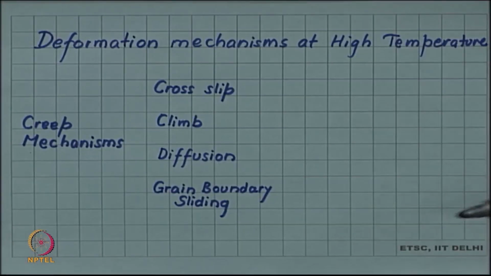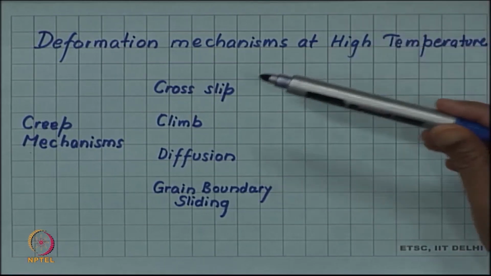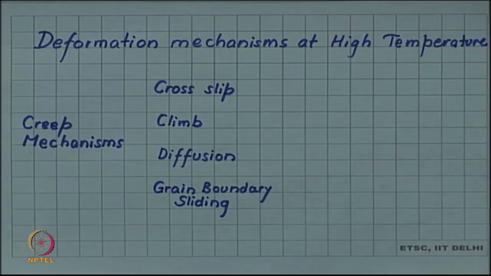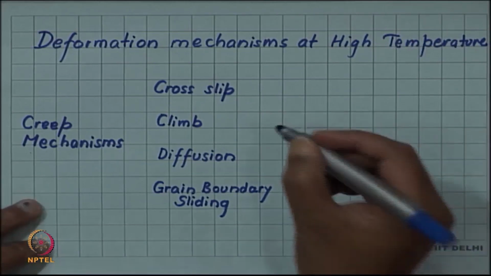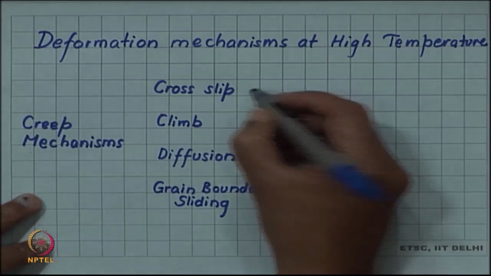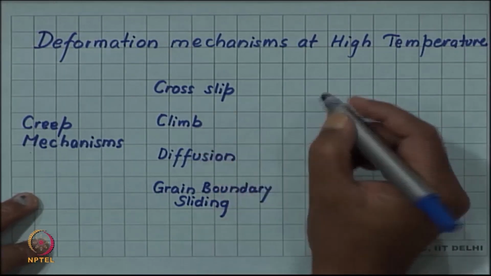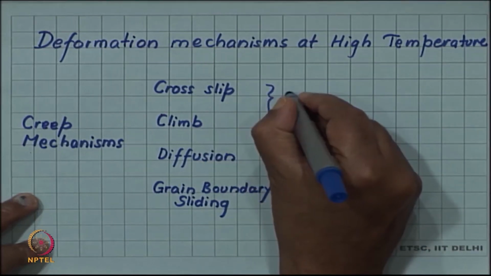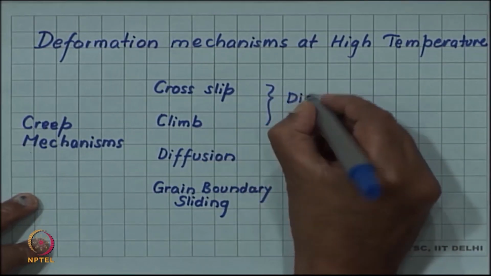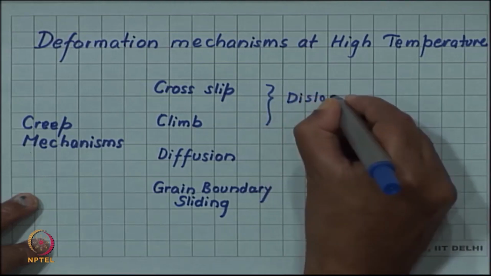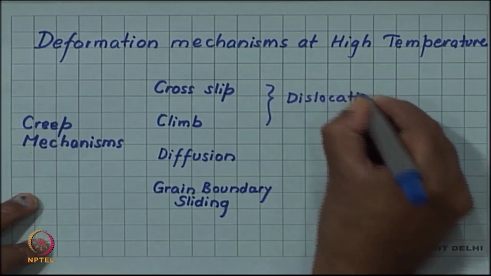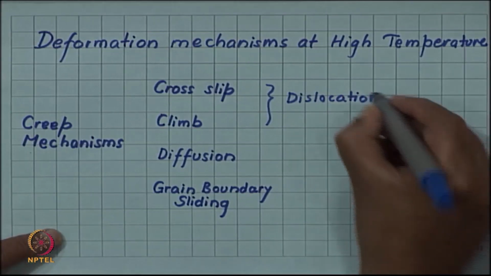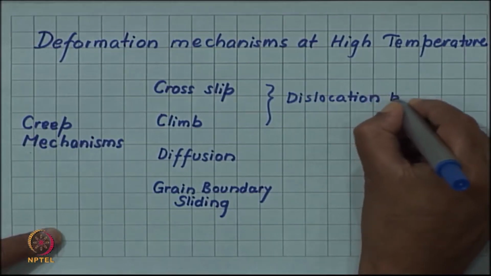Four important mechanisms have been identified: cross slip, climb, diffusion and grain boundary sliding. Cross slip, as you know, is of a screw dislocation, and climb of edge dislocation. So, both involve dislocation. So, they are still dislocation based. Just like at low temperature dislocations play an important role, at high temperature also they still play a role in creep.